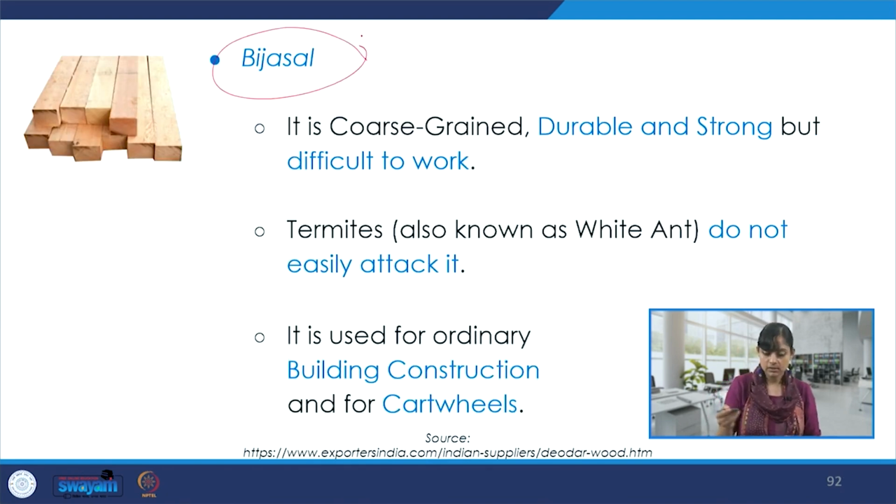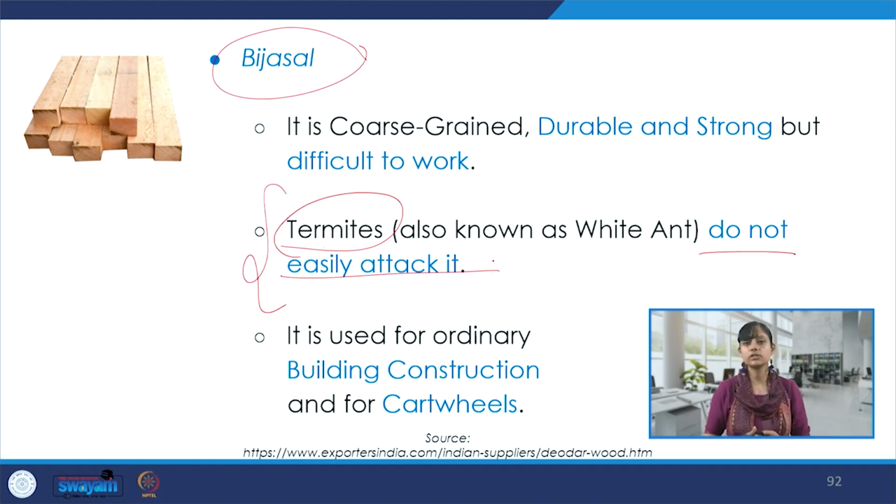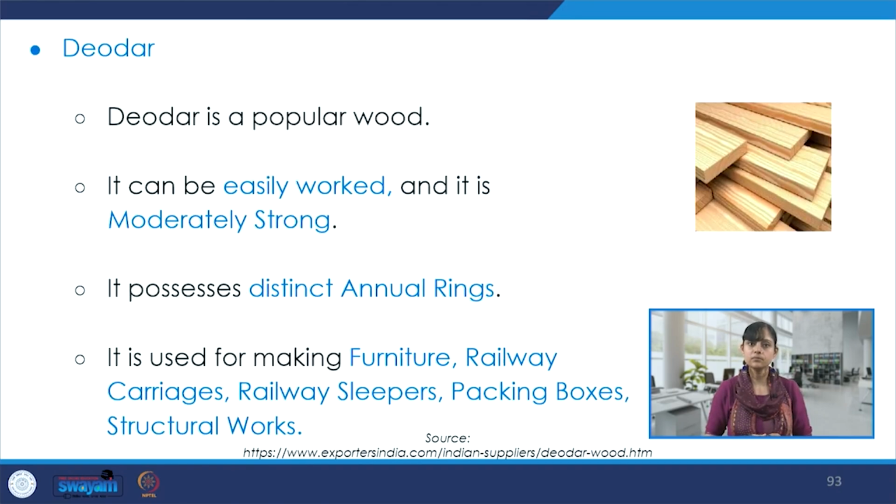There is bijasal. It has a coarse grain, it is durable, it is strong, but it is difficult to work with, and termites do not easily attack it. That is the advantage. And it is used for building construction as well as other purposes. Then there is deodar, which is a very popular wood and moderately strong, quite interesting, beautiful in appearance. But again, due to forest laws and environmental concerns, we are trying to reduce our reliance on deodar. It is otherwise quite good for structural works.